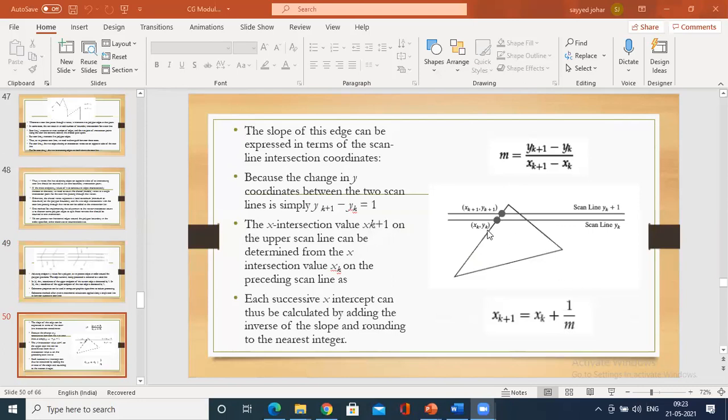Here yk goes in unit interval. xk plus 1 will be calculated using xk plus 1 by m. So all together, this is the concept, right? This is delta y by delta x.